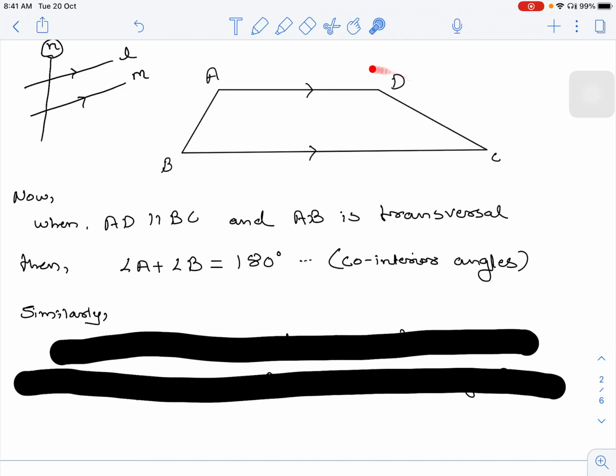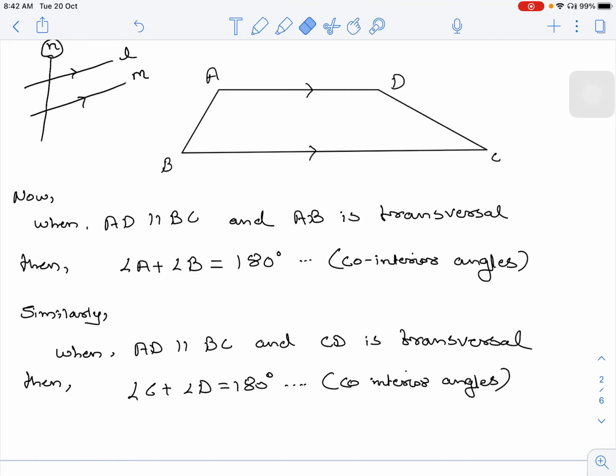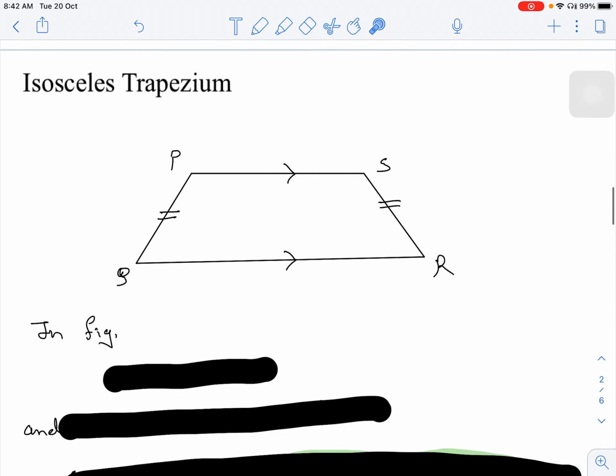Similarly, now when AD is parallel to BC, it can be seen that DC is also intersecting these two lines. Okay, so we can say that DC is what? Our transversal. If DC is a transversal, then here also these two angles become co-interior angles, and if they are co-interior angles, then their total is also equal to how much? 180 degrees. That is, we can say that angle C plus angle D equals 180 degrees.